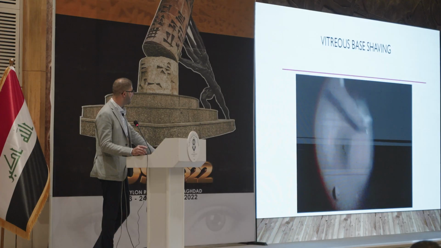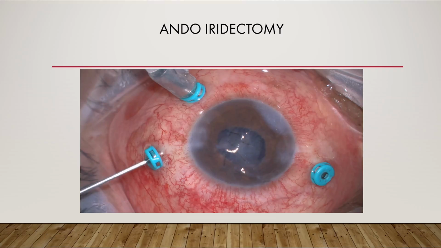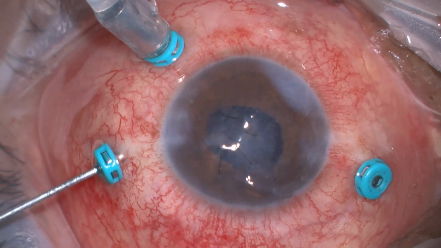In endophthalmitis cases, usually the pupil size becomes much smaller because of the infection and inflammation. So if you want to do an effective vitreous base shaving, you have to do a deep scleral depression. This is a good example of this. We are just keeping our vitrectomy probe around the center, but the sclera is coming to us. I'm jumping one step and coming to endoiridectomy.